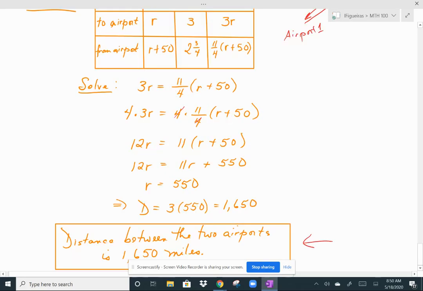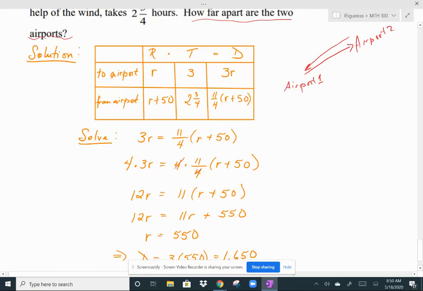Okay, so that's a good variation of the types of problems you'll see in the homework. You should give it a try. Good luck.